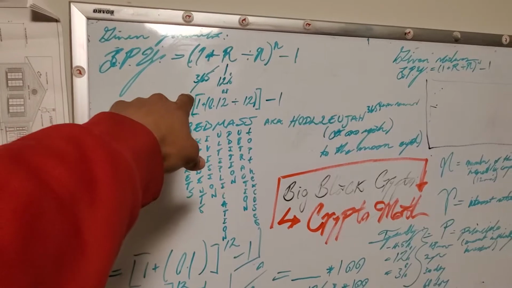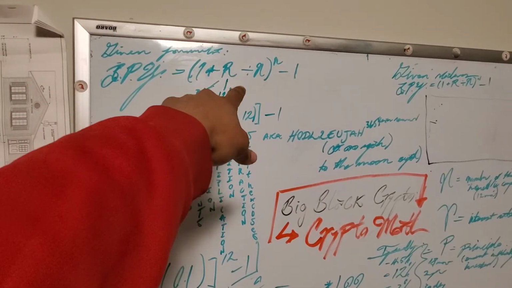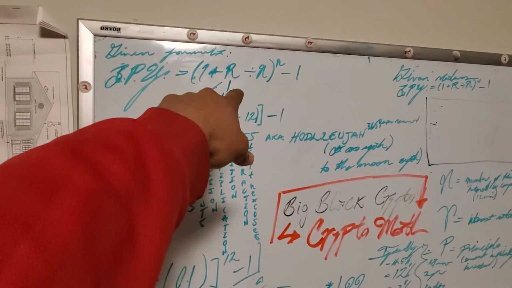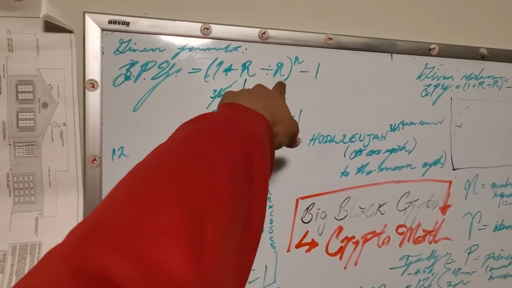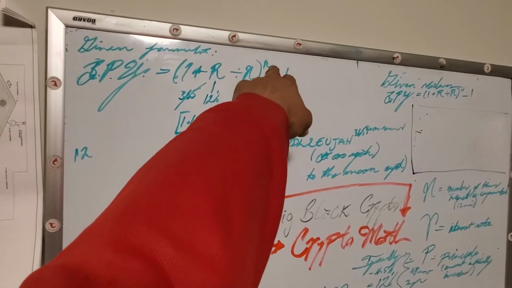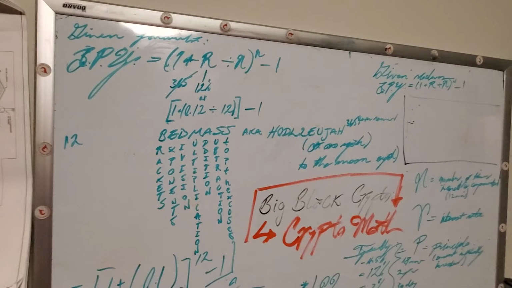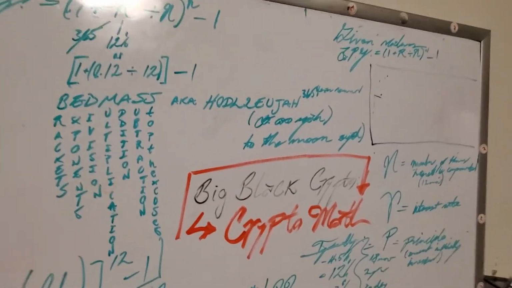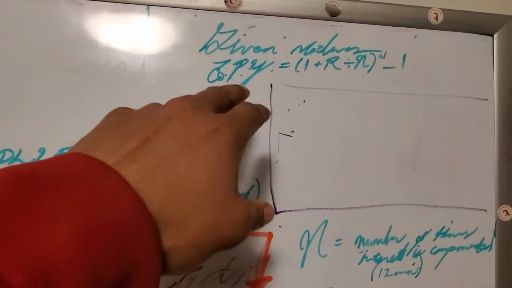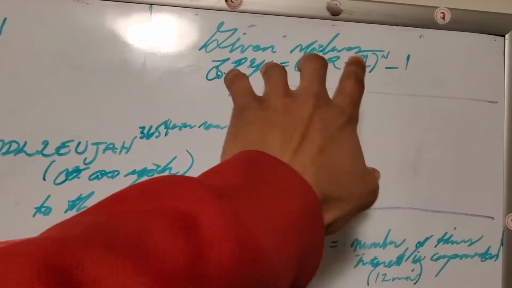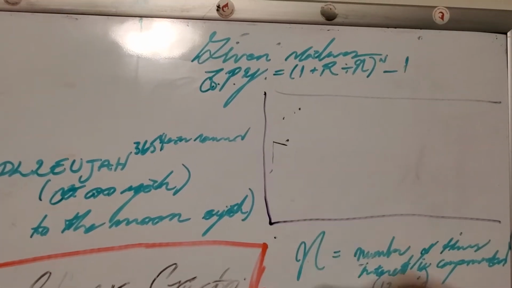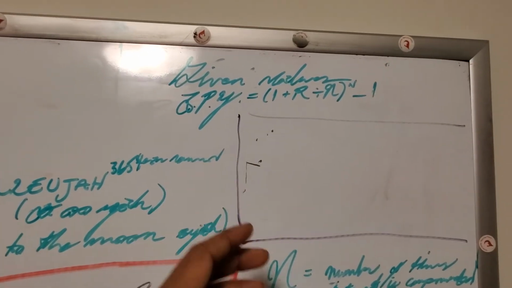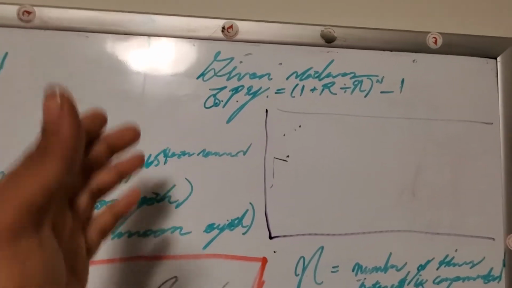Basically, what you have is 1 plus the rate of interest divided by the number of times compounded, and that's going to be to the exponent of itself, minus 1. Let's go specifically to given values. Again, I want to keep the formula above the given values. I find it a lot easier, because when people get lost, they need an ability to come back to it.